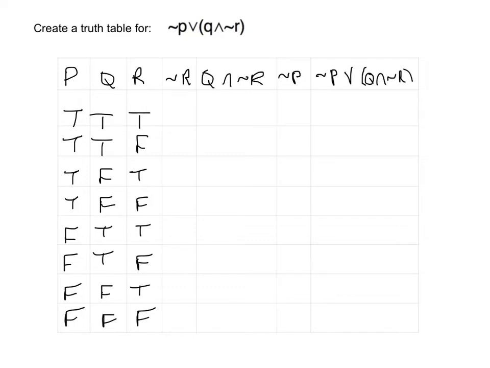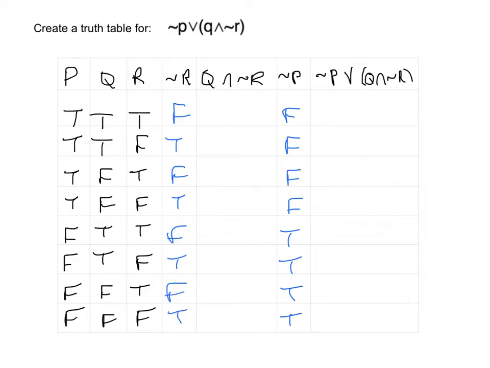So the thing is now, when you go in to fill in the rest of your chart, you don't have to go in order of the columns that you see. So really, we can fill in not P, because that's easy. That's just the opposite of P, which is false, false, false, false, true, true, true, true. And we can also fill in not R, because that's easy, which is false, true, false, true, false, true, false, true. So those columns get filled in right away. You don't even have to think about what you're putting in them.